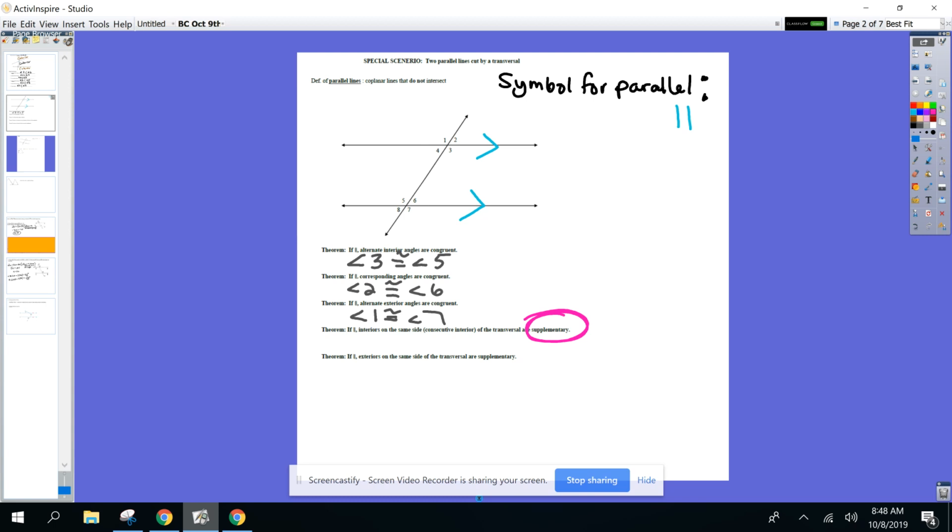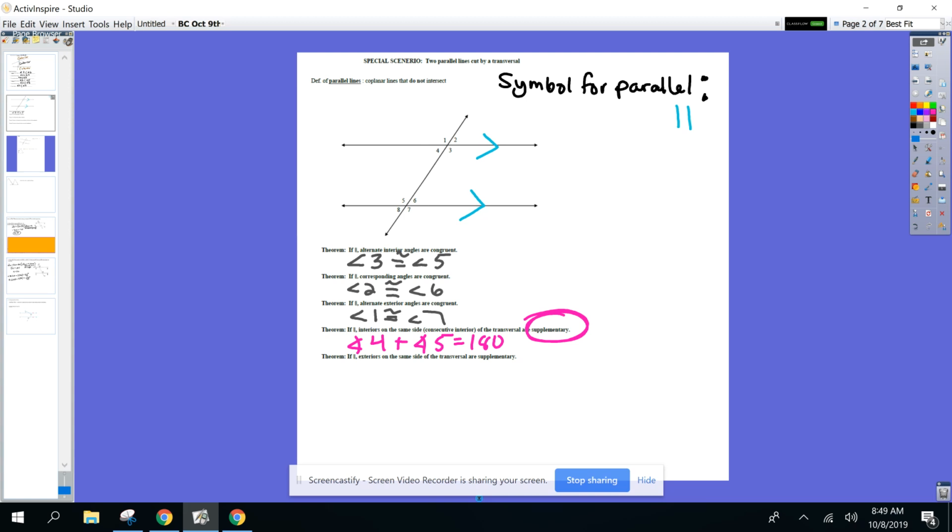Okay, those are linear pairs. They add up to 180, I agree, but they're not the same side interior angles I'm looking for. Same side interior. 4, so angle 4 plus angle 5 equals 180 now. They are not congruent. They add to 180. So are 3 and 6. They add to 180.